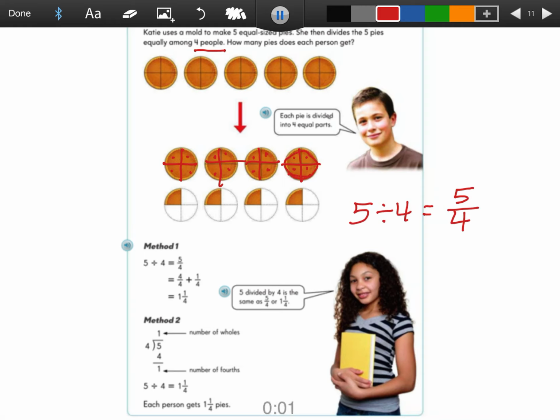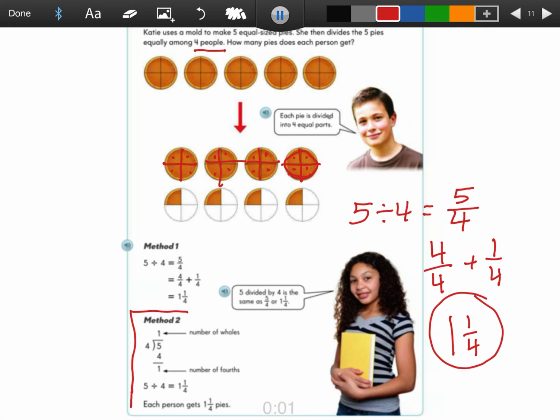And if there are 4/4 in a whole pie, we know that that's 4/4 plus 1/4. And it's also called 1 1/4. So each child gets 1 1/4 pies. That's one way to figure it out.